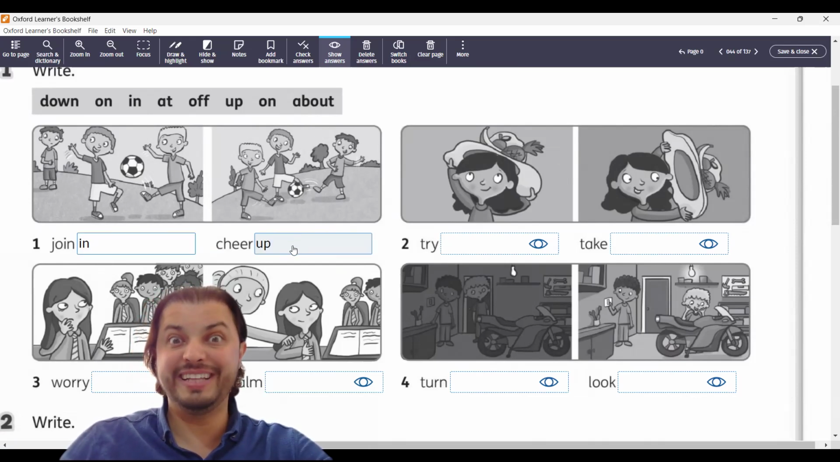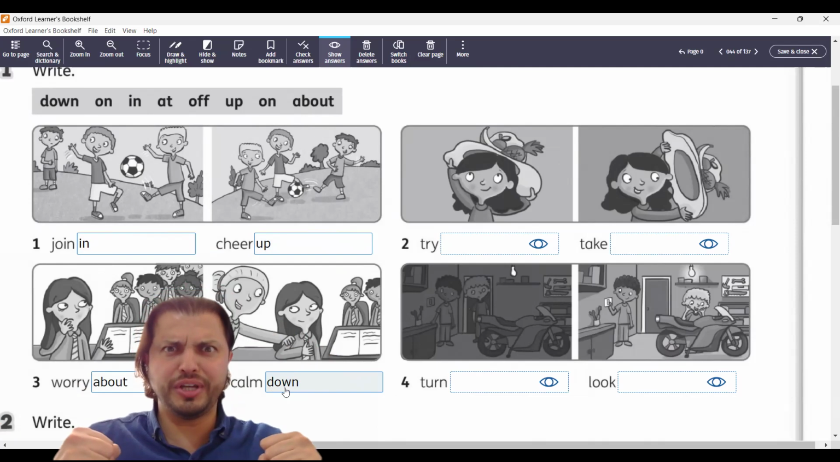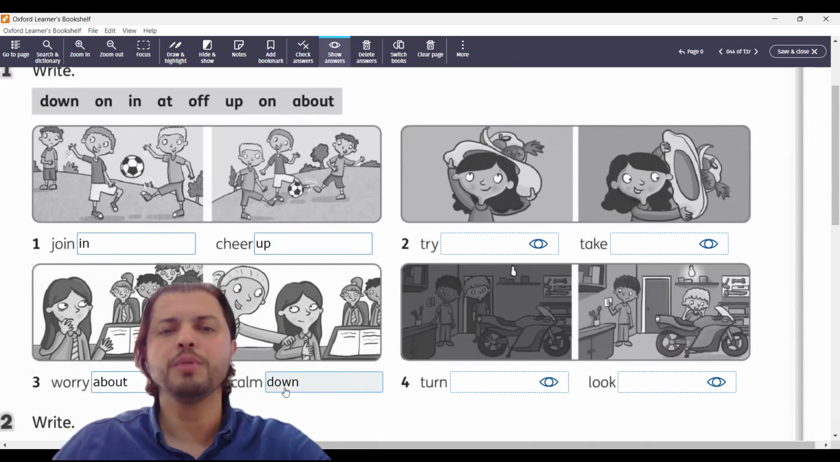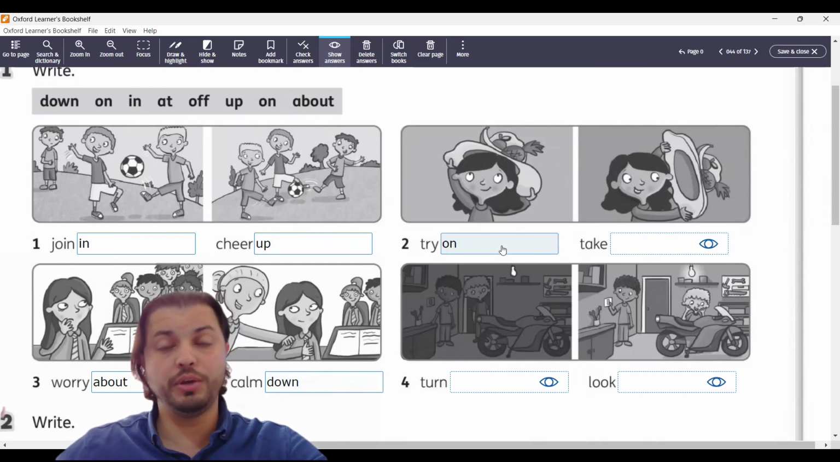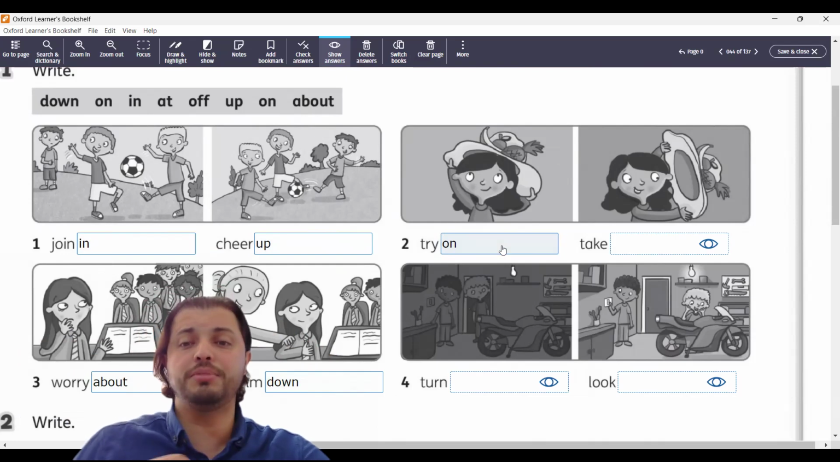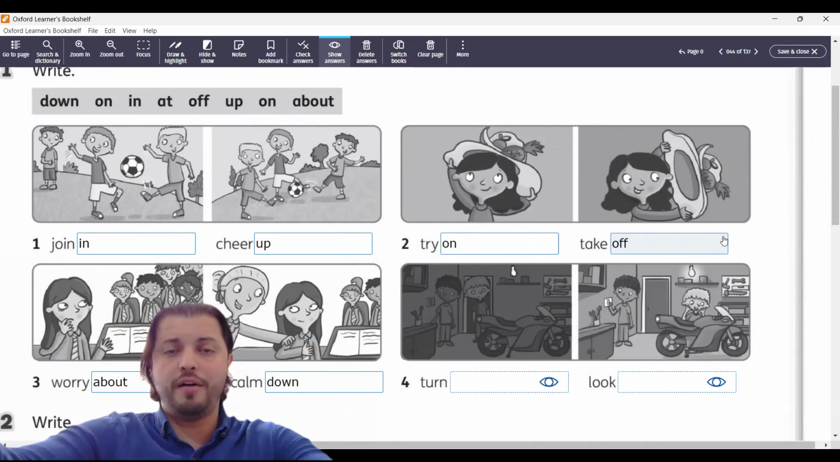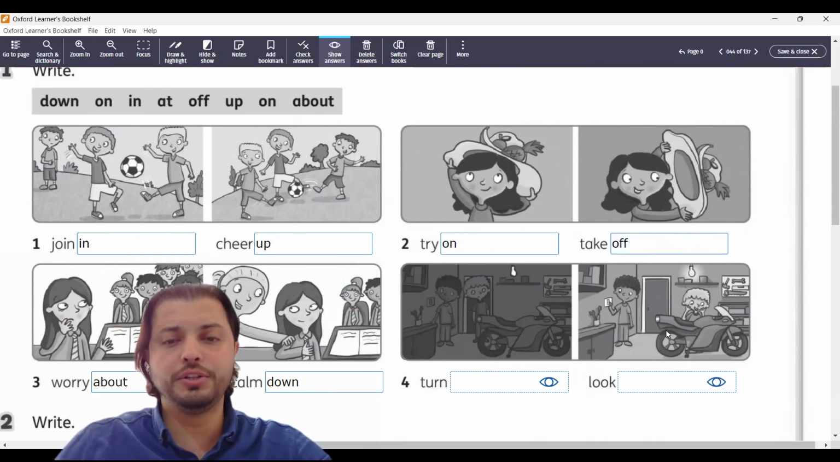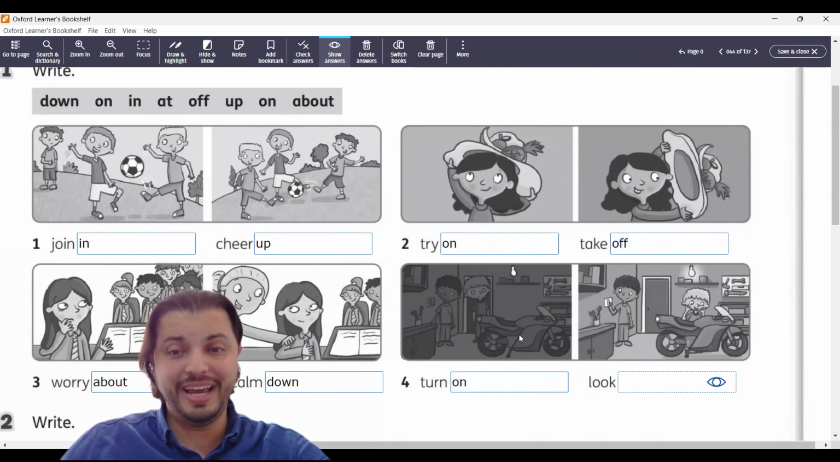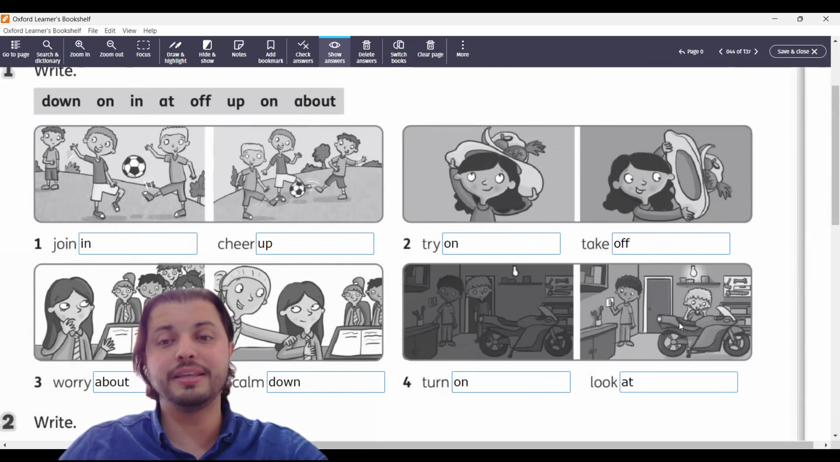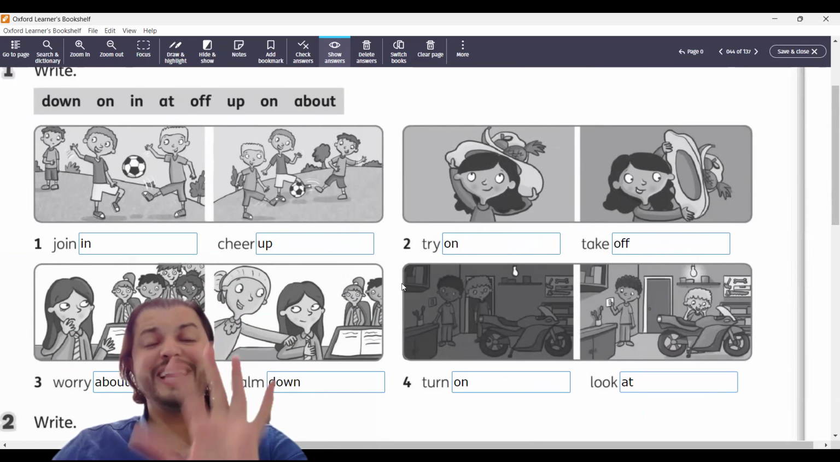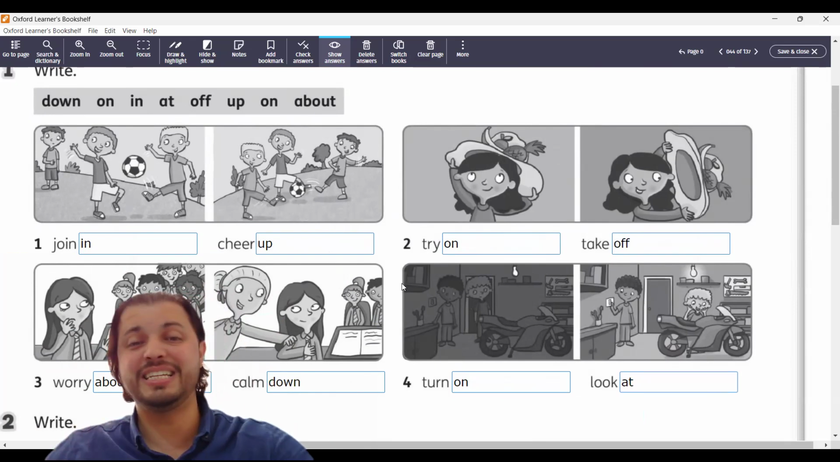Cheer up with friends: to be happy. Worry about something, about an exam. Calm down: when you're so stressed, you say calm down. Try on something: when you want to try new clothes. Take off and put on. Take off, put on, and turn on the light. Look at the bike. Look at something. They're just for memorizing and understanding what they mean. That's it. No more. Okay.